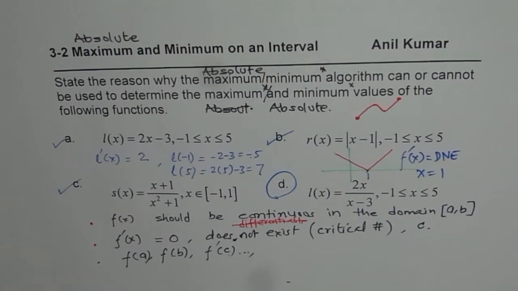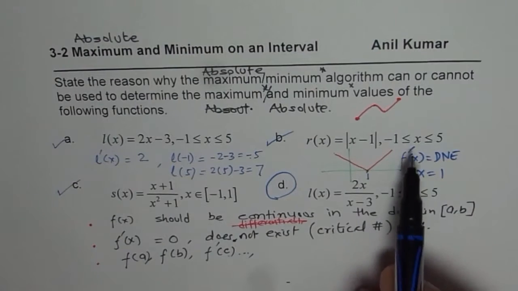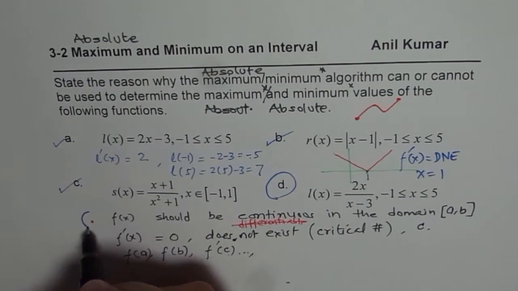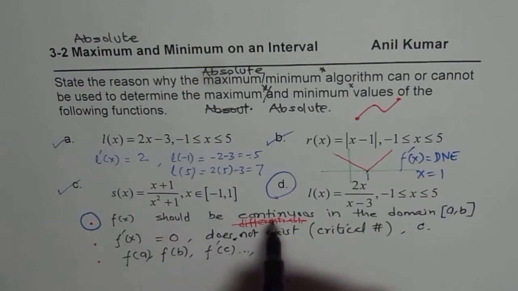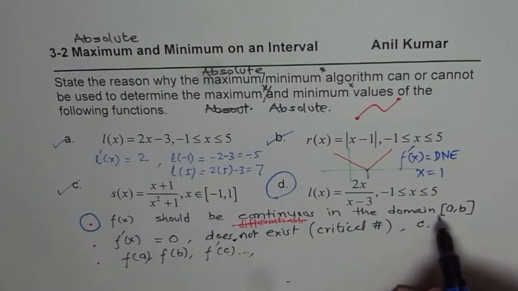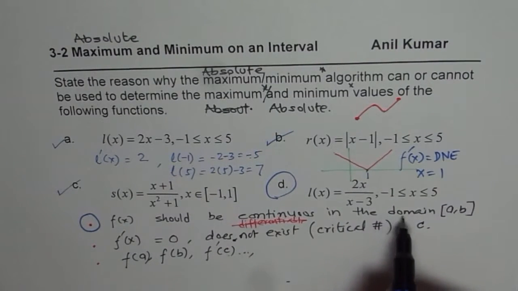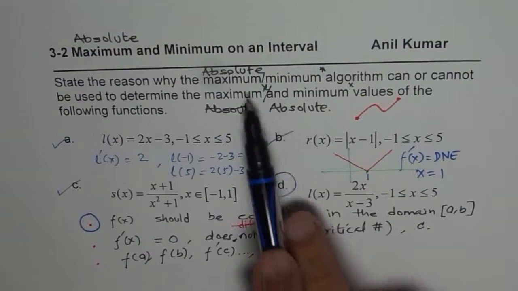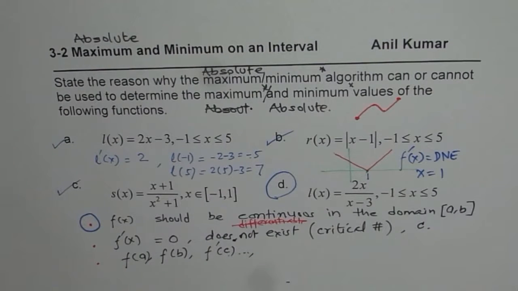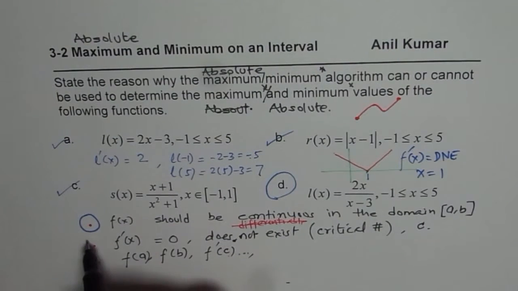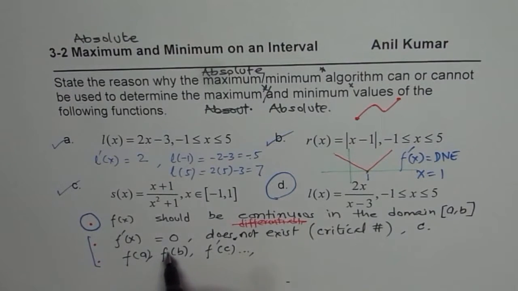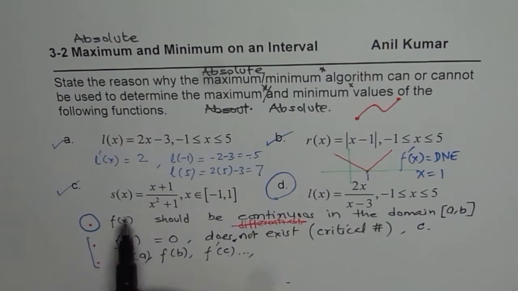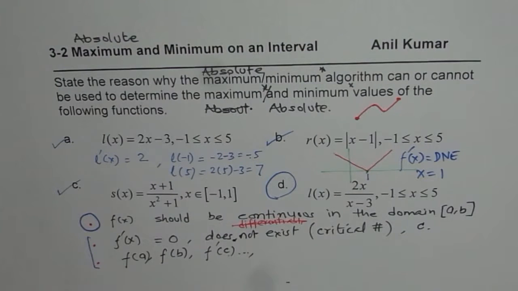Therefore, what we could say is, to do such a question, the important criterion is that the function is continuous in the given domain. If the function is continuous in the domain, you can find the absolute maximum and minimum. Otherwise, you cannot, right? This is how to identify whether it can be found or not using the algorithm.